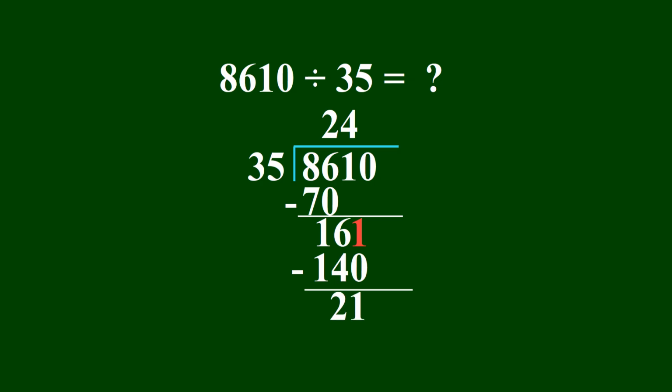Now we bring down the next digit 0, and this makes our new number 210. How many 35 are in 210? The answer is 6. Now multiply 6 by 35, which gives us 210. Draw line and subtract. The subtraction result is 0.